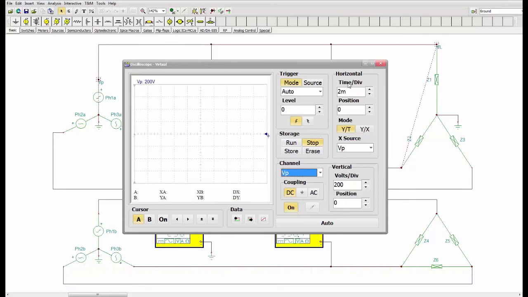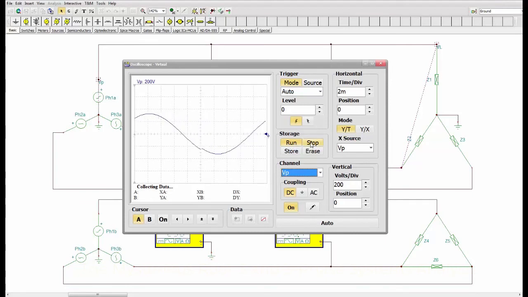And I've set up the oscilloscope time base 2 milliseconds per division, so from there to there is 2 milliseconds, and 200 volts per division vertically, so from there to there is 200 volts. Okay, if I now run the simulator and I'm looking just at the phase voltage at the moment, there it is, moving along nice and slowly.